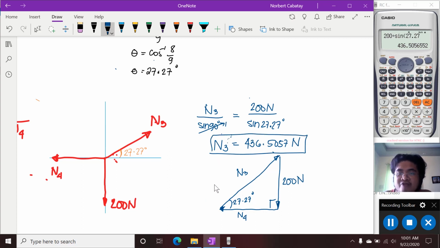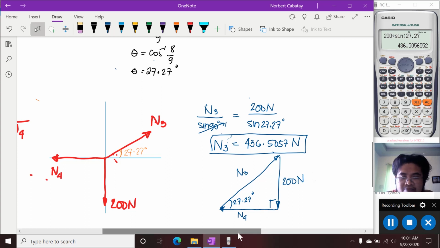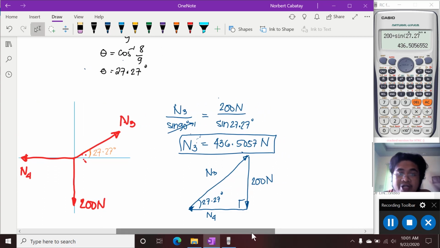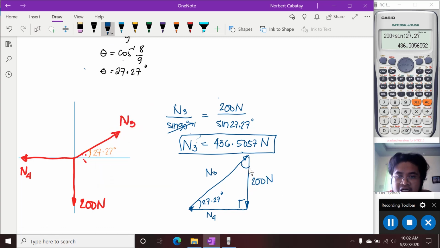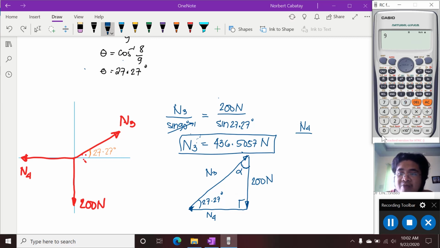Then, how can you solve for n sub 4? Sine law na lang din. So, n sub 4, anong angle tong ka-opposite niya? So, if this is n sub 4, na nawawala, divided by ang opposite angle niya, di ba class, kung ito ay 90, ito ay 27.27, ito ay hindi natin alam. So, if this is alpha, tama po ba? So, ang dalawang to, dapat ang sum ay 90. So, para malaman mo lang yon, that is 90 minus 27.27.